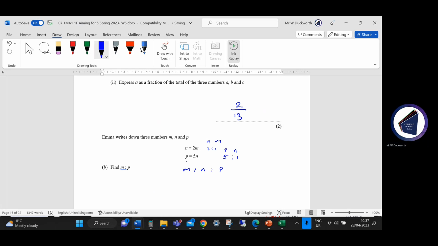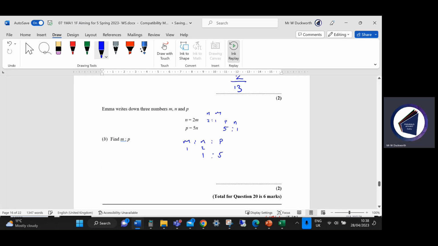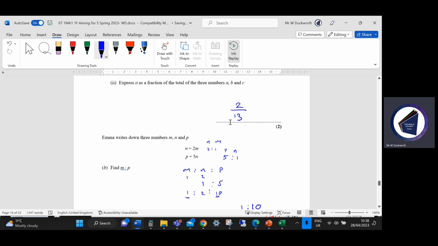So it's the wrong way around. So that would be 1 to 2, and that would be 5 to 1. A common part is the middle part. So we're looking at 2 to 10 and to 1. So if we want M to P, are we going 1 to 10? Okay, and that's it for this page.